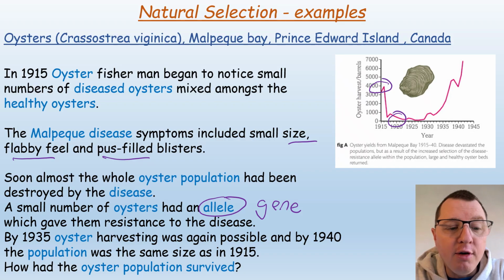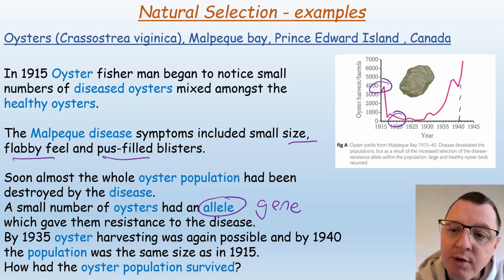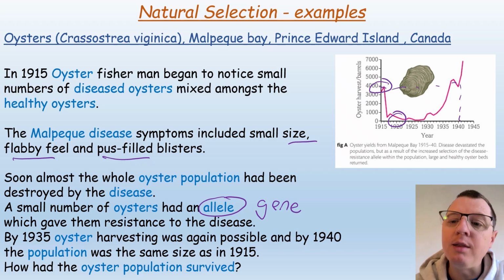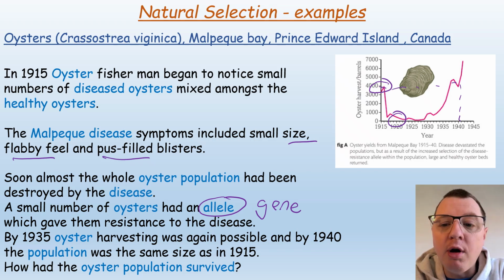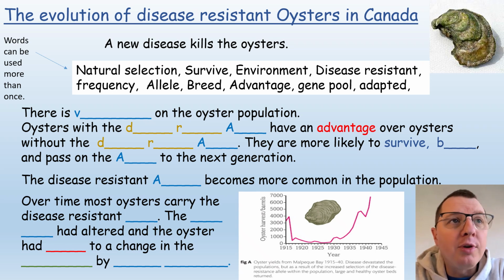And by 1935, oyster harvesting was again possible, and by 1940 the population was the same size as it was in 1915. We were able to harvest that 4,000 barrels of oysters again. So how had this oyster population survived? Well, the answer is natural selection.